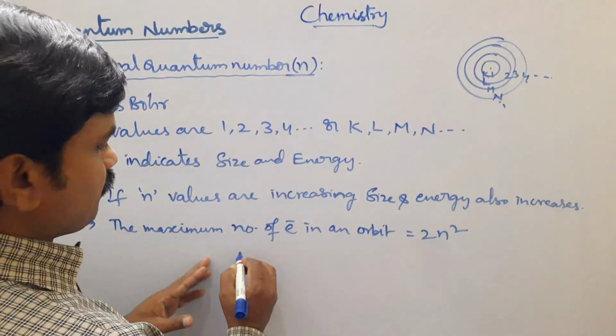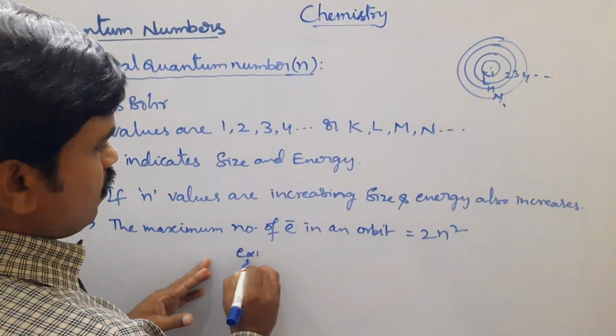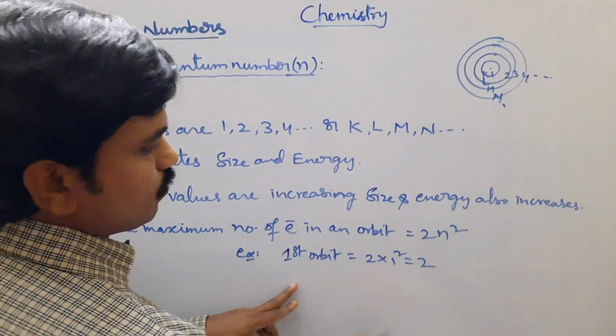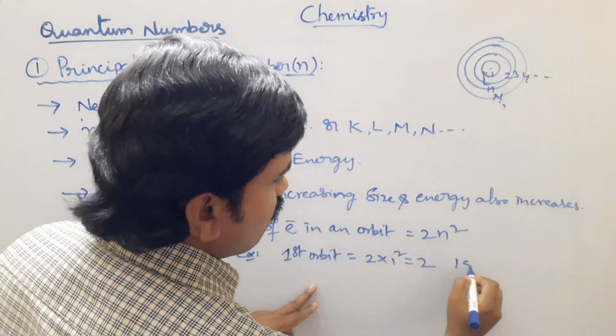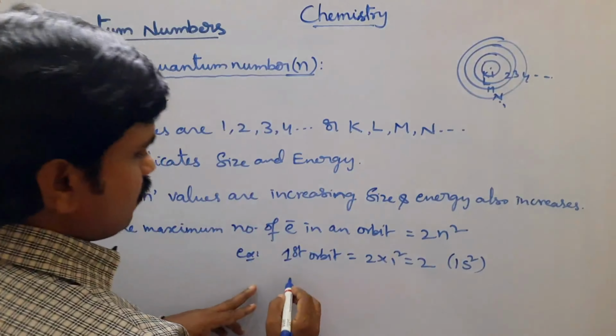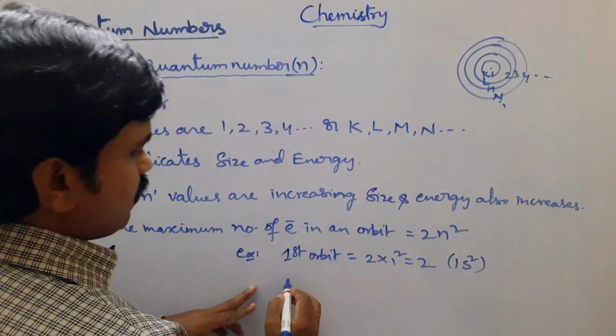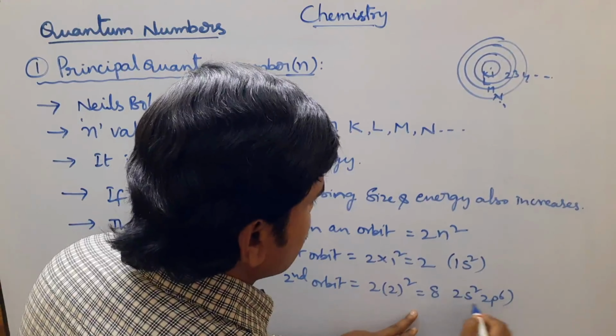For example, number of electrons present in first orbit. First orbit, so 2 into 1 square is 2. So that is 1s2. Number of electrons in second orbit, 2 into 2 square. 2 2s are 4, 4 2s are 8. It is 2s2, 2p6.